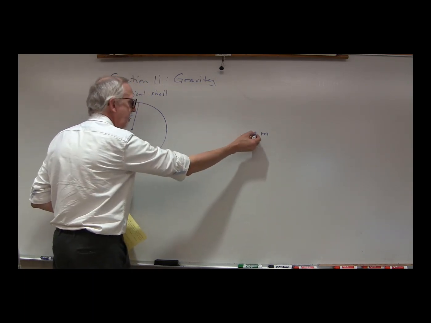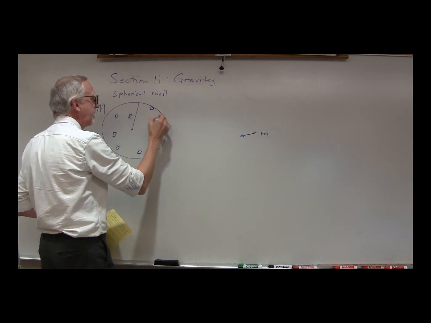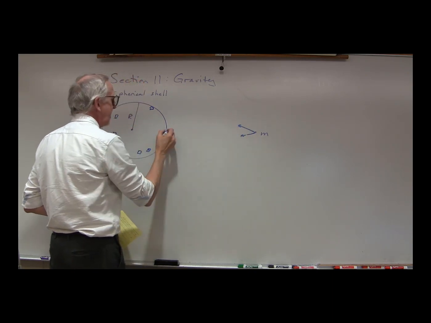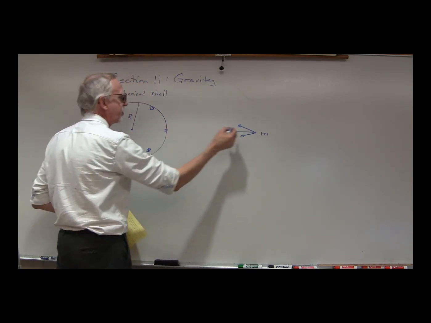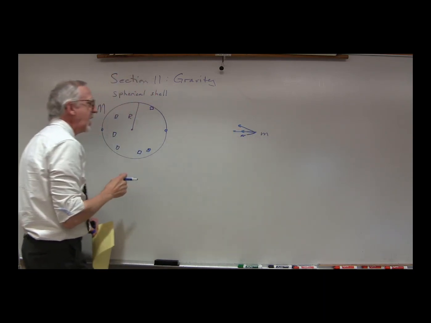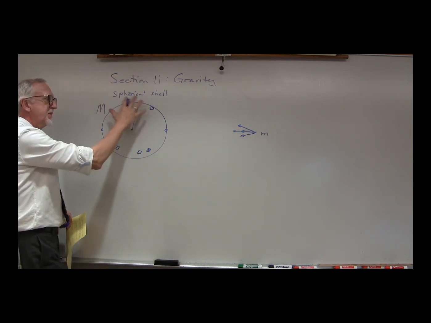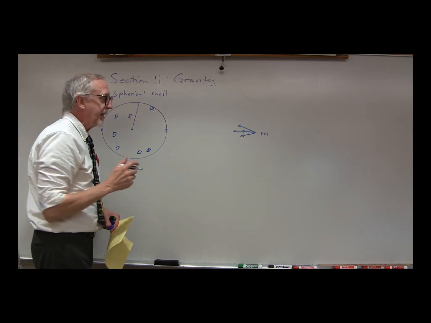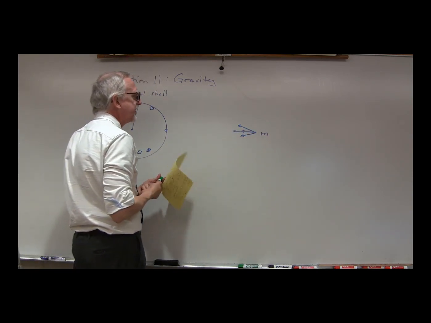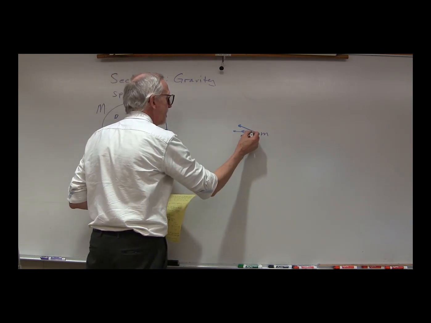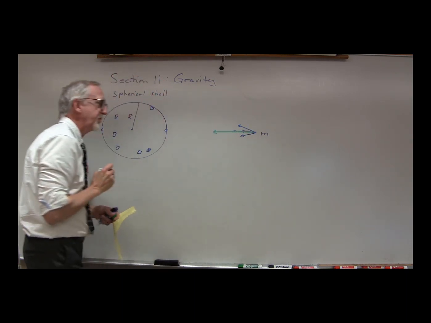A little piece down here would attract it this way, a little piece up here would attract it this way, a little piece in the front would attract it more, a little piece in the back would attract it a little bit less. Add all these together, because of the symmetry, we expect that the total force would be towards the center of the sphere, so like this, towards the center of the sphere.